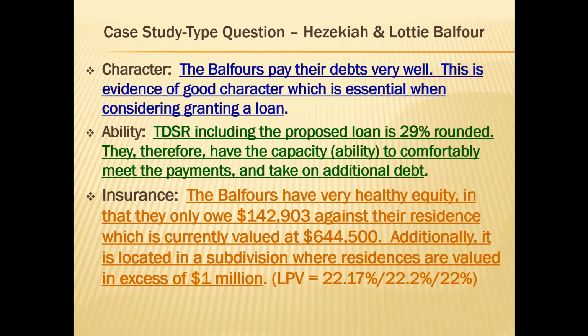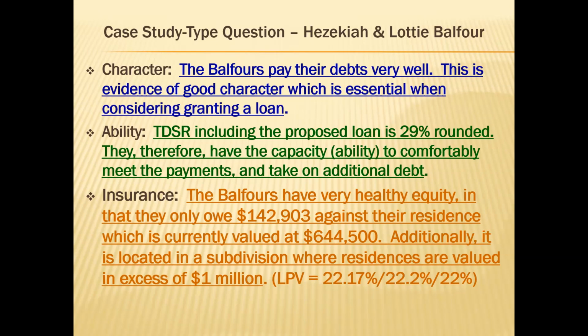In terms of ability, again, I think they are pretty much like the Browns, because I think the Browns were around 30%, in that total debt service ratio. So the Balfours, their total debt service is 29% rounded. They therefore have the capacity or the ability to comfortably meet the payments and take on additional debt.